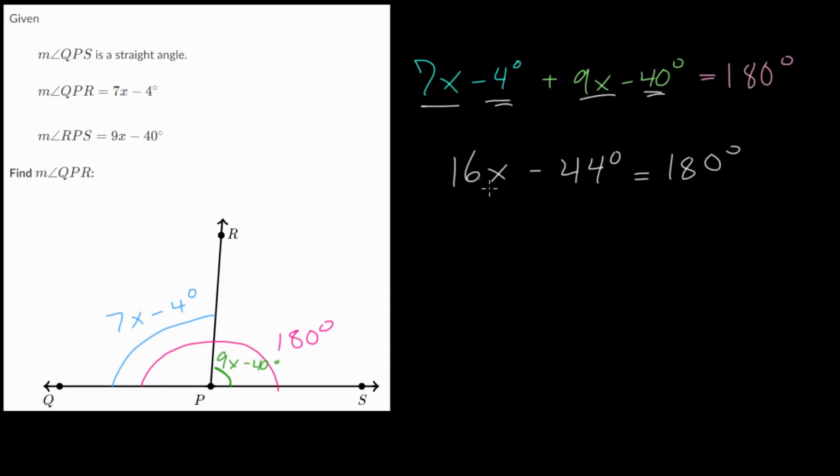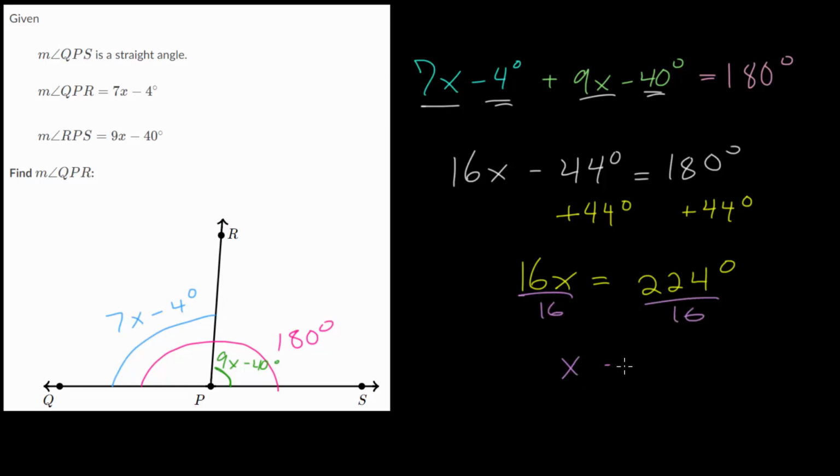And from here, we want to solve this two-step equation. We'll cancel out addition and subtraction first, since that's simpler. So we will add to cancel that subtraction. We're adding 44 degrees on each side, so we get 16x is 180 plus 44, so that is 224 degrees. And lastly, we just need to cancel out this multiplication by 16. So we'll do that by dividing each side by 16. And 16 divided by 16 is just 1, so we get x.